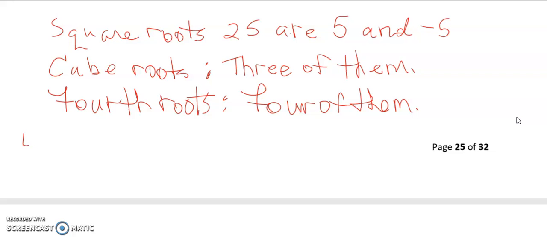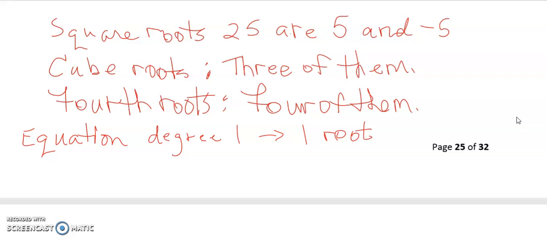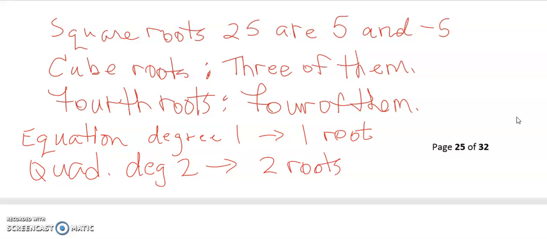And also, when it comes to equations, I'd like to point out that you've seen linear equations so far. That would be degree 1, because the biggest power is 1. A degree 1 equation has one solution, or if you want to think of it, that's also one root. Quadratic, which would be degree 2, that always has 2 roots, and you saw that back in Math 1700.